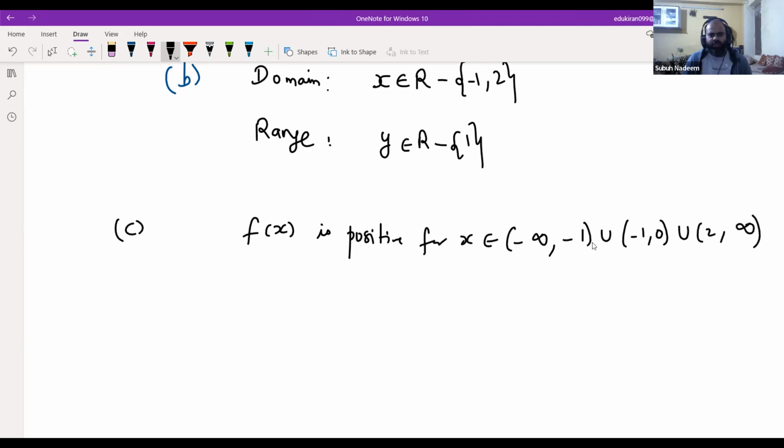So -1 we have to eliminate in between. So we can't write -infinity to 0, otherwise -1 will get included. So we have to eliminate that, so we have to split this. And f of x is negative for x belonging to 0 to 2.